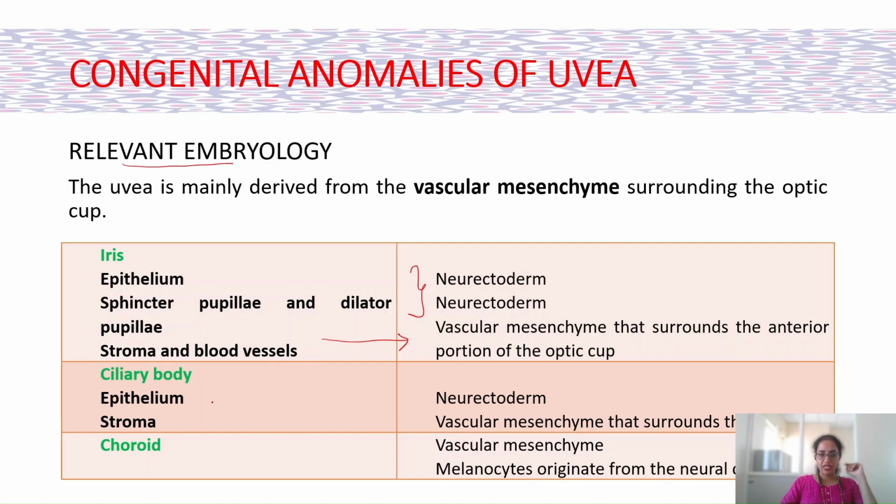Similarly, in the ciliary body, the epithelium is derived from the neuroectoderm, whereas the stroma is derived from the vascular mesenchyme that surrounds the optic cup. Again, the choroid is derived from the vascular mesenchyme, and the melanocytes that are present in the choroid originate from the neural crest.